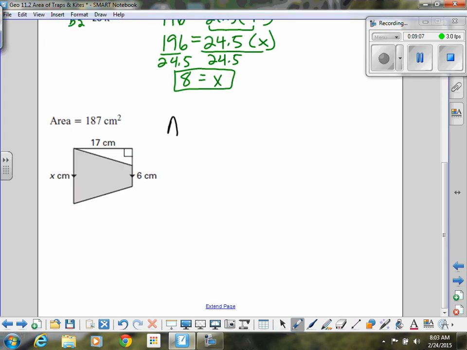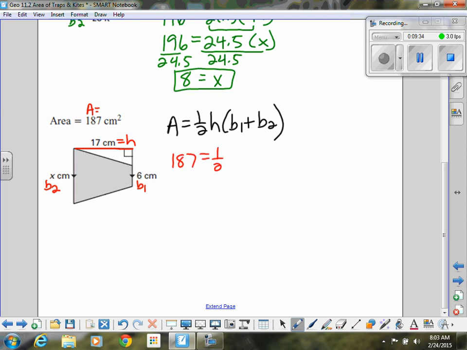All right, and then the bottom one is another trapezoid. So again, we're using the area formula that we know. And we're going to label what pieces we have here. So I have the height here that's perpendicular to this base. So 17 is my h. The area is the 187. 6 is my b1. And then x, my unknown, is b2. So let's plug that in. I have 187 equals 1/2 times 17 times 6 plus x.